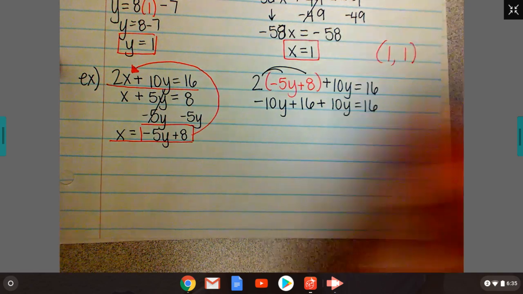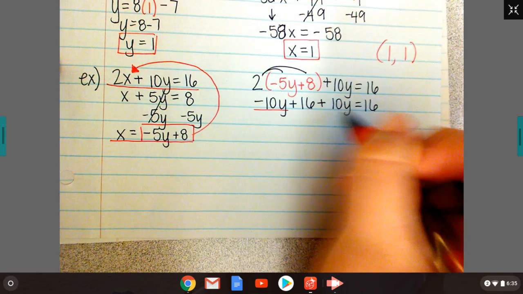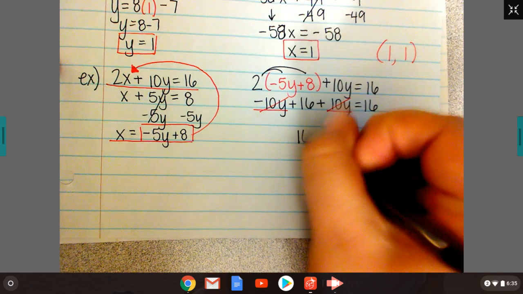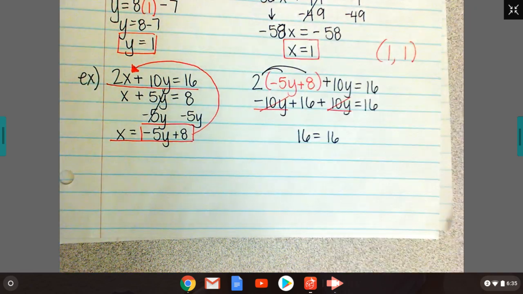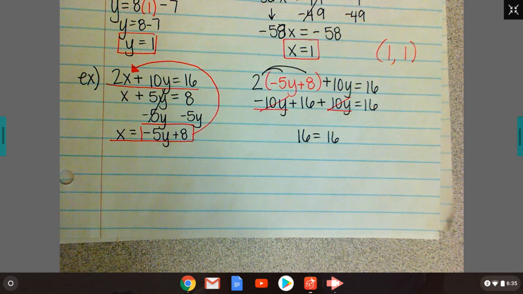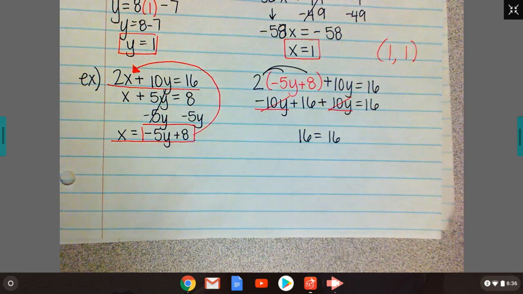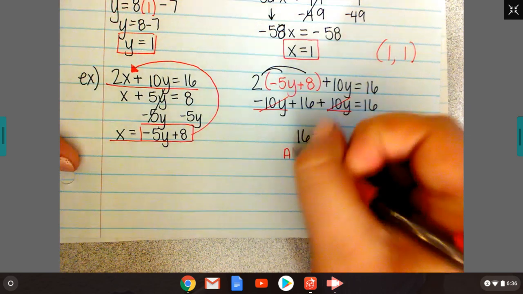Some combining to do here. Actually, the combining here, those are going to cancel. So I'm left with 16 equals 16, which is a strange place to be in. What we want to think about here is that this is always true. Always true.